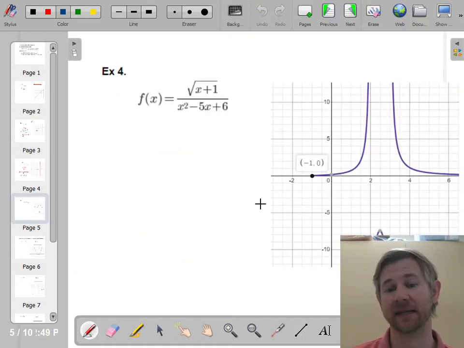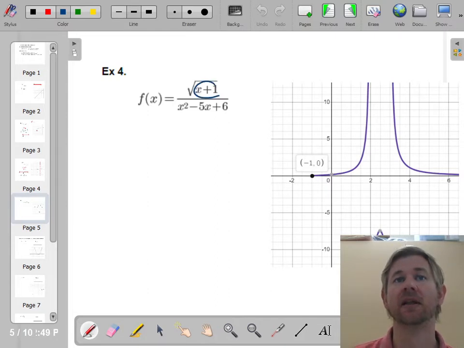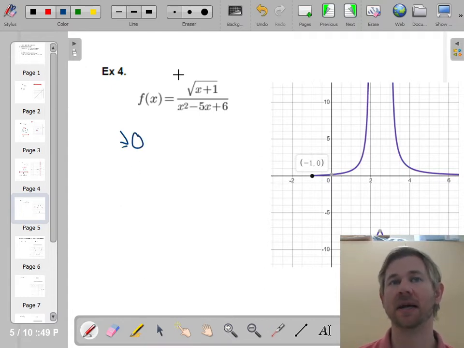This one's going to combine some ideas, so now we're starting to kick it up a little bit. Let's first talk about the radical. We know that whatever is underneath the radical has to be greater than or equal to 0. In this problem, that's x plus 1. So that means x has to be greater than or equal to negative 1.